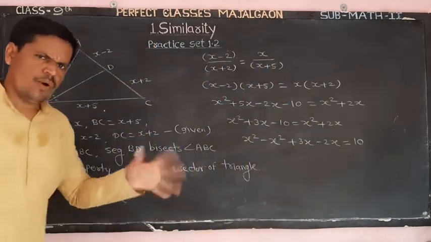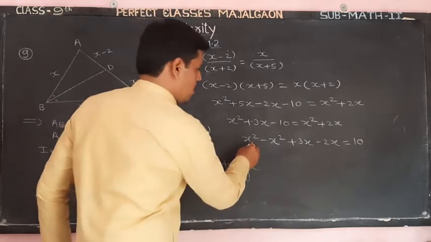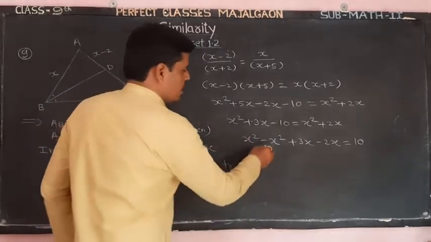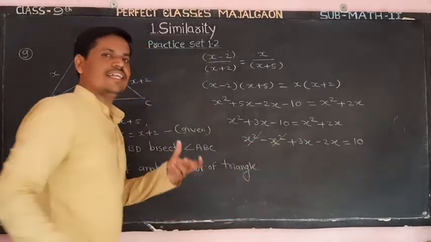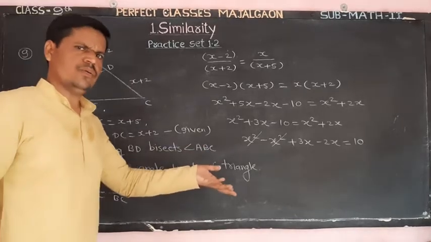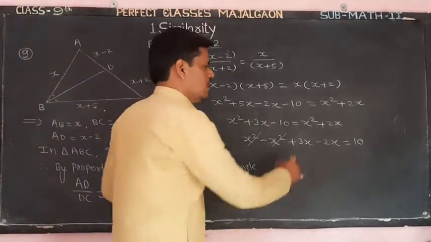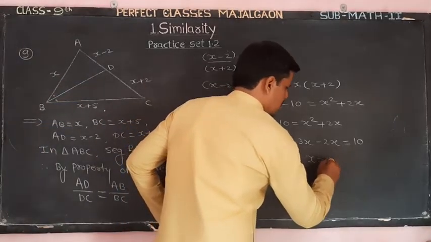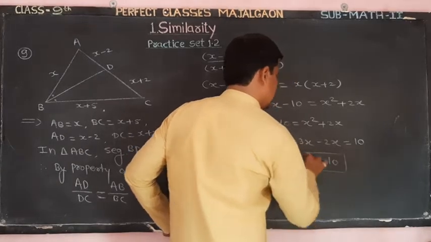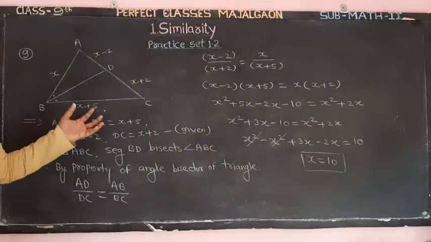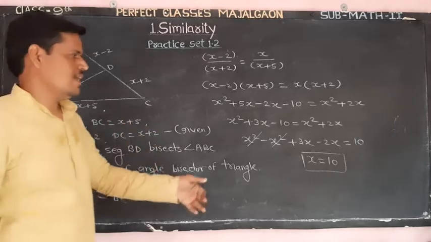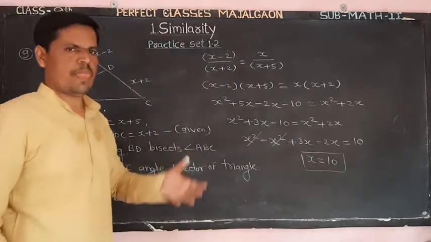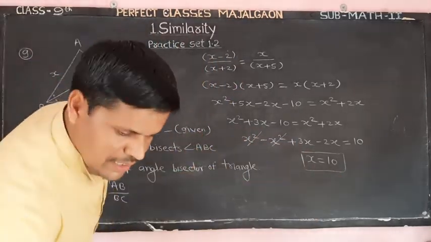Now, positive and negative are cancelled. Here the sign of x square is positive. x square minus x square gets 0. Therefore we do not write 0. Therefore these two are cancelled. 3x minus 2x, good. Here we get x equal to 10. And they ask, find the value of x. Here the value of x is 10. Now we see the next example.